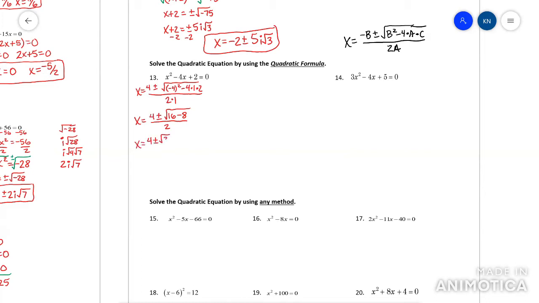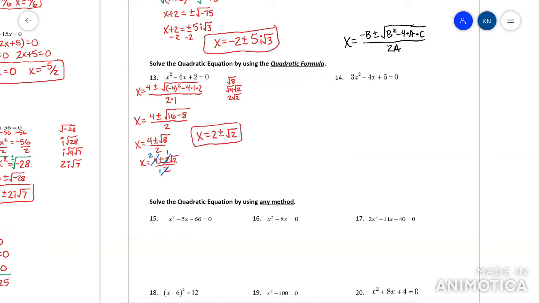So now I have root 8 here. Break down root 8. Root 8 is root 4 times root 2. So it's 2 root 2. So I have x equals 4 plus or minus 2 root 2 over 2. And this is pretty close to my answer, but if all three of these numbers could reduce, you have to reduce them. So divide them all by 2. So when it's all said and done, my answer here would be x equals 2 plus or minus 1 root 2, or just root 2. It's all over 1, so you don't need to write that part.